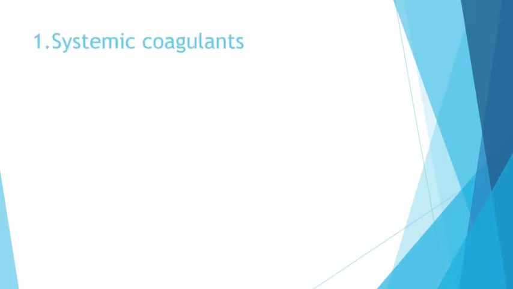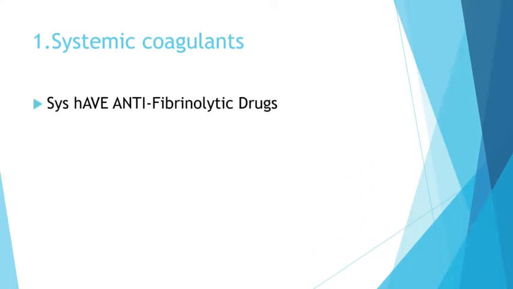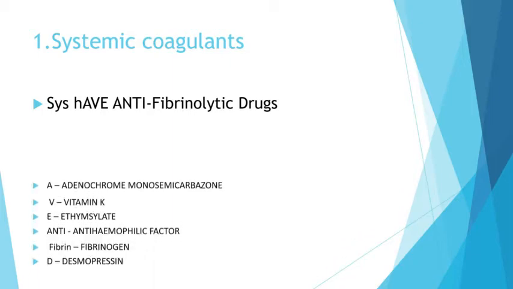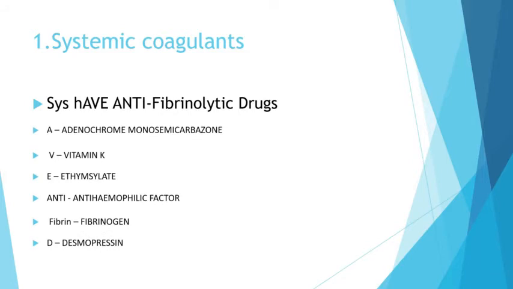In the first, systemic coagulants, we have a mnemonic. Cis have antifibrinolytic drugs. Systemic coagulants have antifibrinolytic drugs, where A stands for adenochrome monosemicarbazone, V stands for vitamin K, E stands for ethamsylate, NT stands for anti-hemophilic factor, fibrin stands for fibrinogen, and D stands for desmopressin.